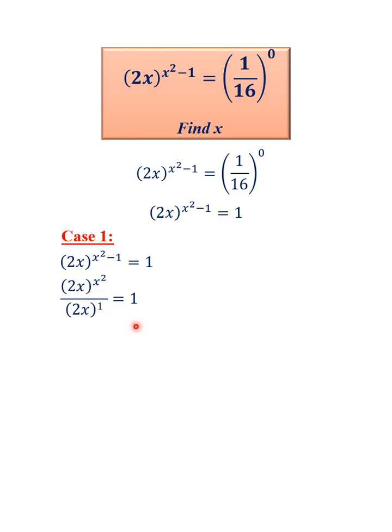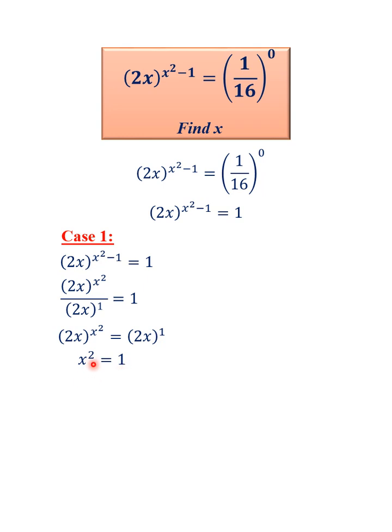At this point, we cross multiply so that (2x)^(x²) equals (2x)^1. Remember, the 1 is not necessary to be there, but I'm putting it there for emphasis. So this is what we now have as the equation. Looking at this equation, you can see that the bases are the same, 2x and 2x. So feel free to equate the powers. So we can say that x squared is equal to 1. From here, the solution is easy.